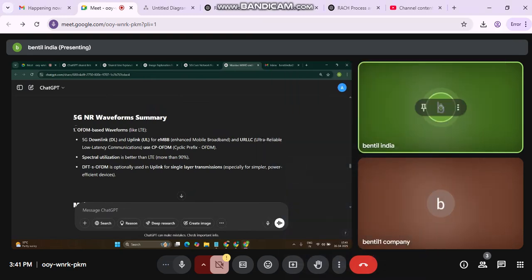So here we are going to discuss NR waveforms, that is, modulation schemes used for 5G NR. First we'll discuss OFDM-based waveforms. As we use OFDM in LTE downlink, we are also using OFDM, with some extended versions of OFDM depending upon the use cases in NR. If you consider 5G downlink and uplink for eMBB, enhanced mobile broadband, and URLLC, ultra reliable low latency communication, they use cyclic prefixed OFDM.